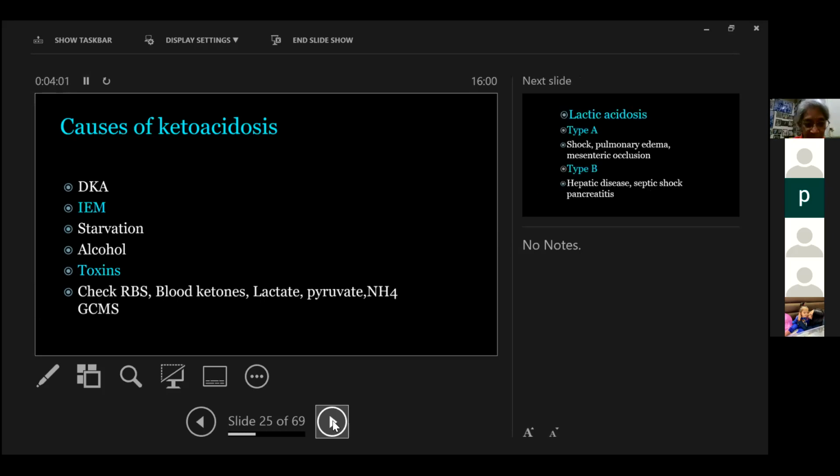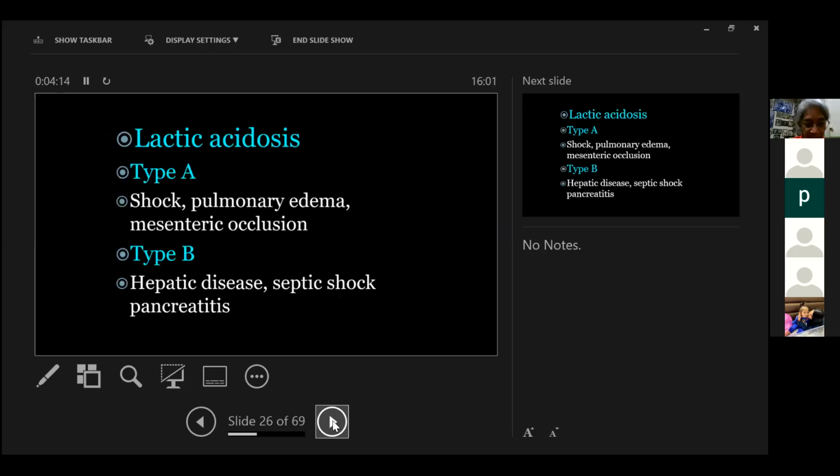So you would need to check blood sugar. You would need to check blood ketones, lactate, if possible pyruvate, and sometimes, if you're thinking of IEM, then ammonia and GCMS. Now, lactic acidosis is of 2 types.